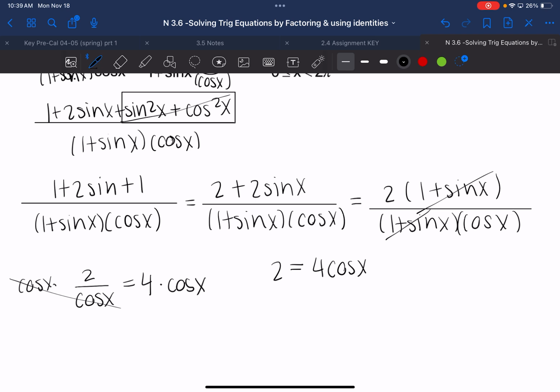All right, so I'm trying to get cosine by itself, right? How do I get rid of that 4? Divide. So I'm left with 1/2 equals cosine. All right, and cosine is number of fingers to the left. Which finger do I bend so there's 1 to the left? So that would be pi thirds. And where else is cosine positive besides quadrant 1? 4. So what's equivalent to that in quadrant 4? 5 pi over 3. So that would be our answers.